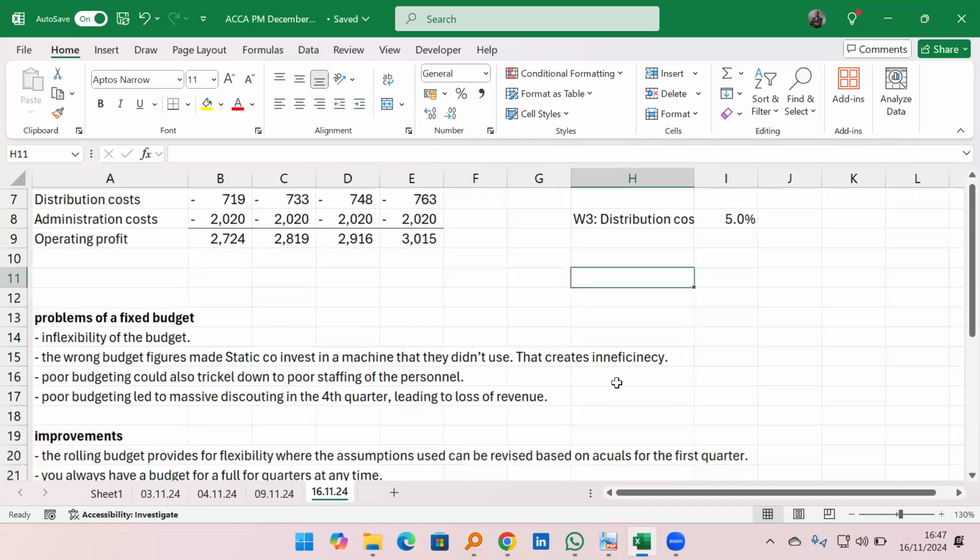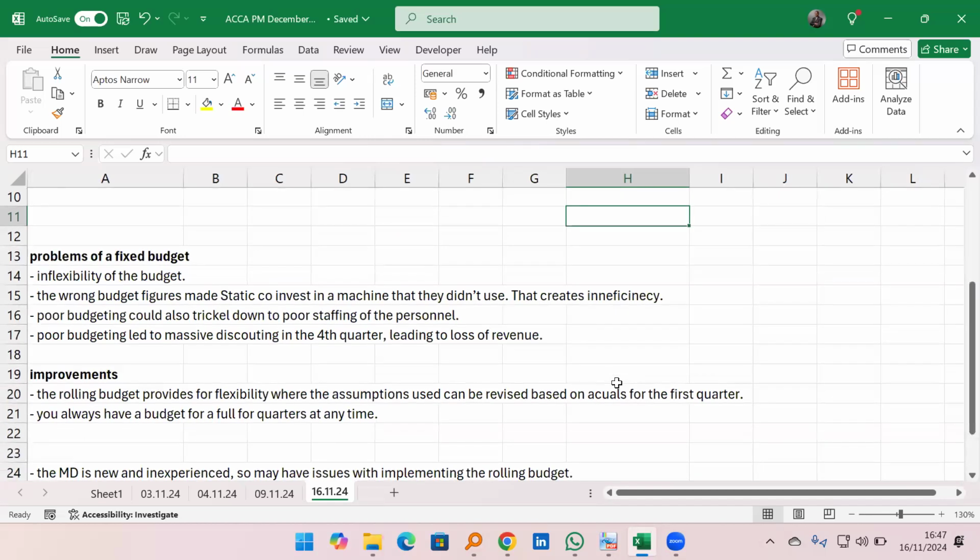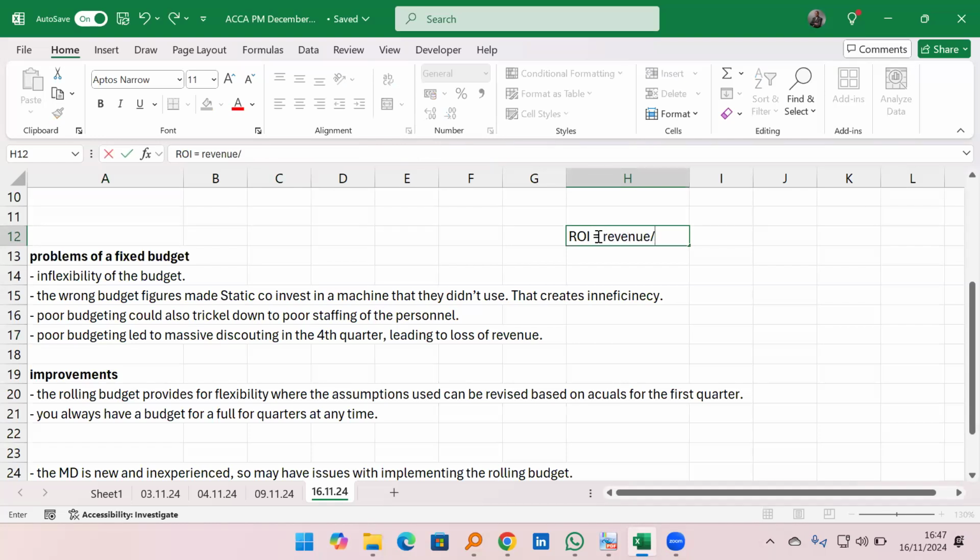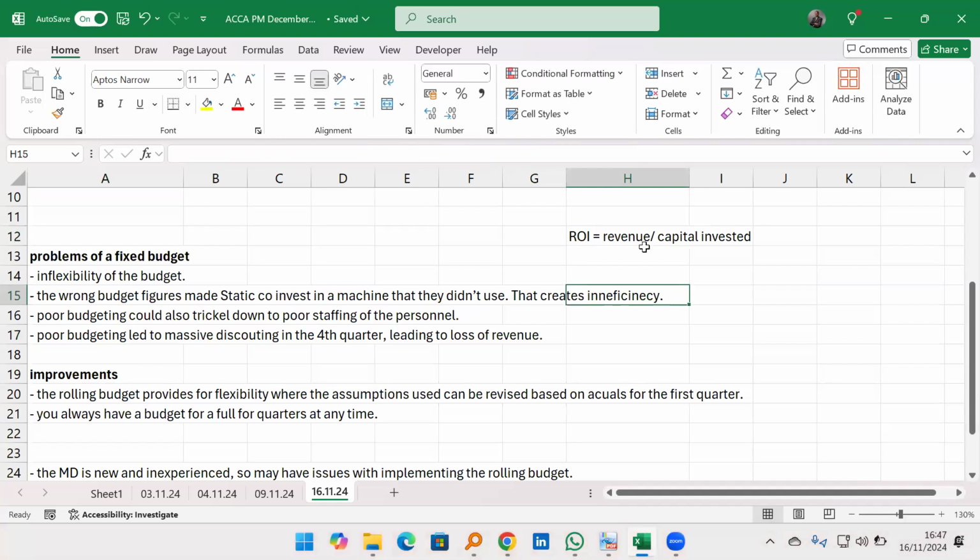So now it could be explained here on that last point of leading to loss of revenue, but also the poor planning that made them spend on this machine. Because return on investment is basically revenue divided by capital invested. And those 2 points explain it very well because revenue deteriorated because of the fact that they gave massive discounts, and also the capital invested increased because they invested in a new machine that they ended up not using.